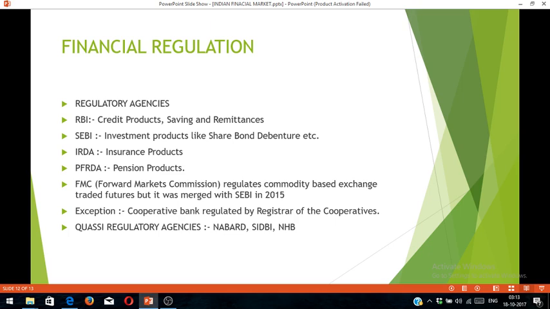Whatever pension products, so many pensions, like the employer is deducting some amount from the employees, and they are investing in a pension fund, or they are investing in PPF. Some new government schemes also came, like Atal Pension Yojana. So whatever funds are deposited in pension schemes, these all are controlled by PFRDA, Pension Fund Regulatory and Development Authority. Sixth one is your FMC, called the Forward Markets Commission. This Forward Markets Commission regulates commodity based exchange traded futures, but it was merged with SEBI. Earlier, FMC was working, but in 2015, FMC was merged with the Securities and Exchange Board of India. So nowadays, it is not functioning.